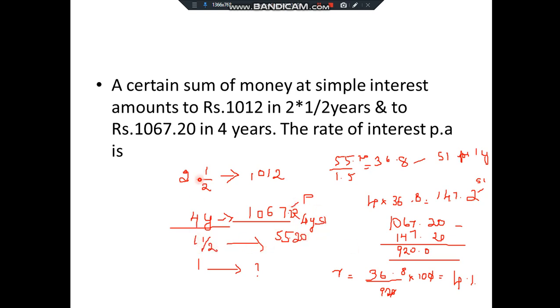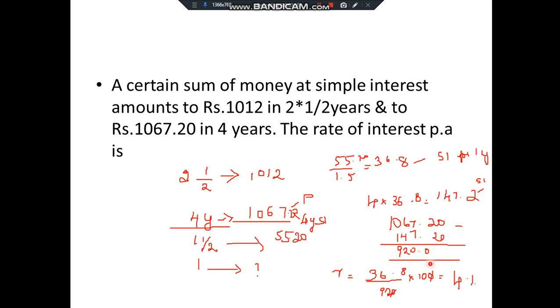So we'll find the simple interest for 1 year. You get the value as 36.8. So you have found the simple interest for 1 year. See, the first one is 2.5 and the second one is 4 years. So I have chosen 4 years. Okay, it is up to you whichever you choose. So in the second statement, you substitute the SI value. 1 year of SI is 36.8, so 36.8 into 4, you get 147.2. When you subtract that 147.2 from your amount, that is 1067.20, you get the principal as 920 rupees.